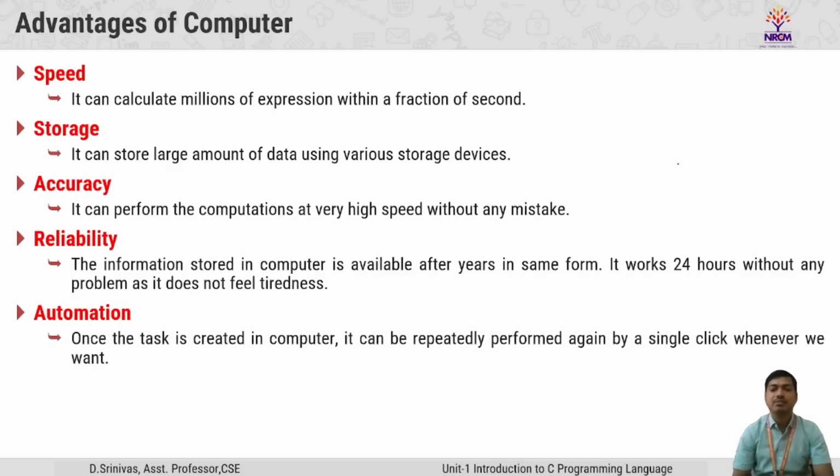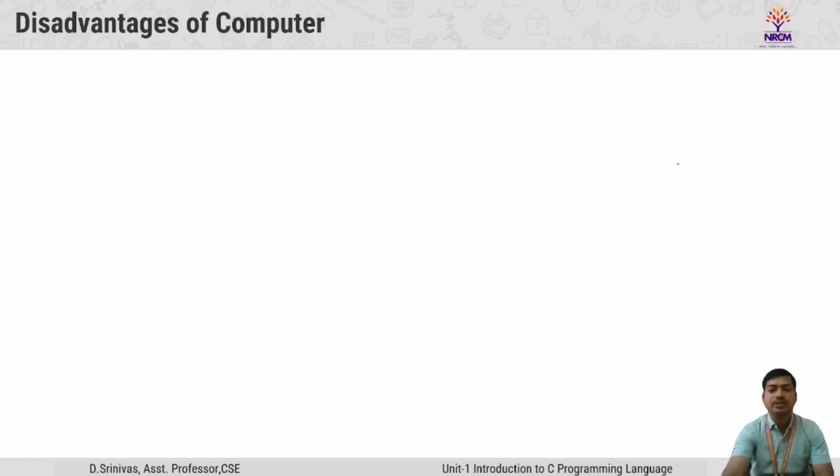Next, automation. For example, I have created one task in the computer. I can execute it multiple times by a single click itself. Whenever I want, it will be reopened and it will perform that task multiple times. So this is called automation. Next, multitasking. If you want to do multiple tasks at the same time, you can do it with the computer also. You can execute different kinds of tasks simultaneously. So it can perform more than one task at a time.